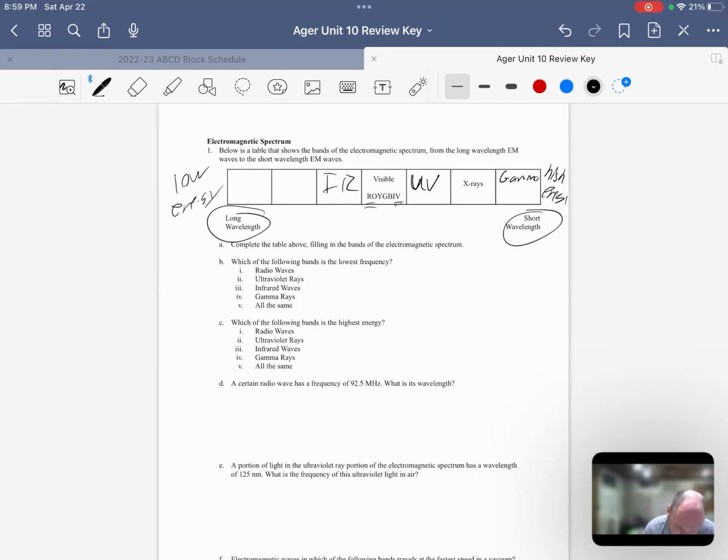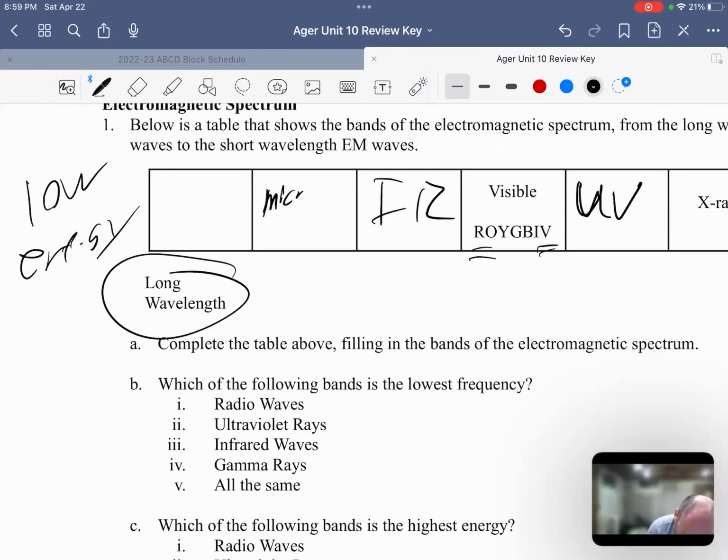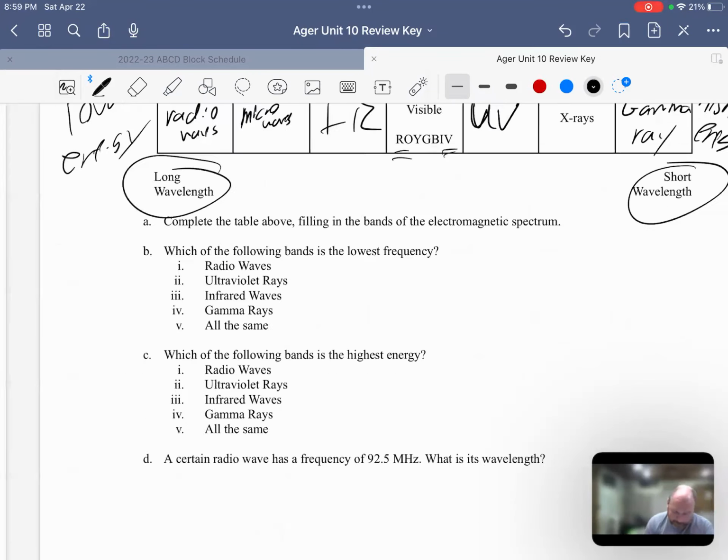Gamma ray. And then if we go the other way from infrared, we're getting less energetic. And so we have microwaves. Let me zoom in on this. And radio waves. All right. So we did it and we filled it in.